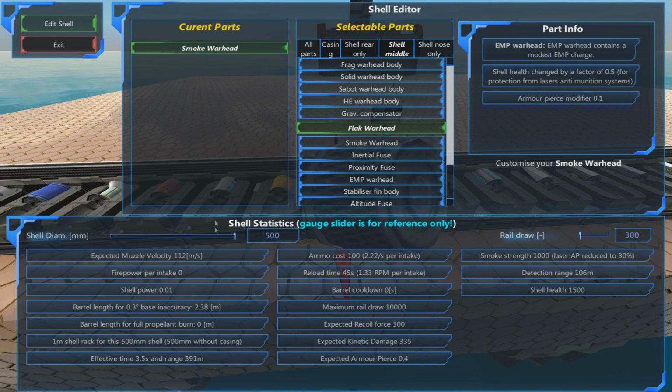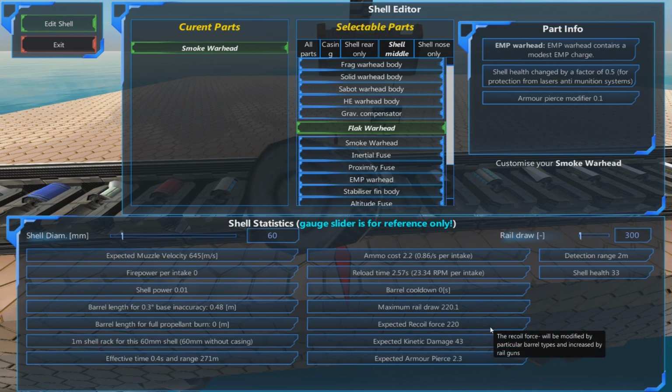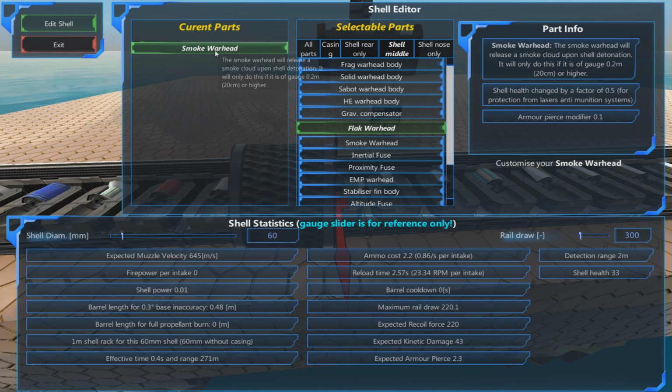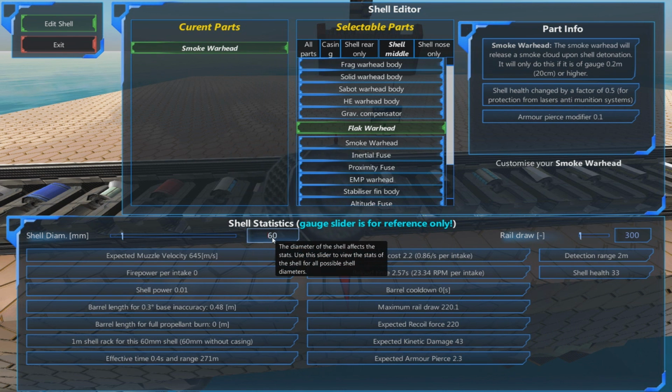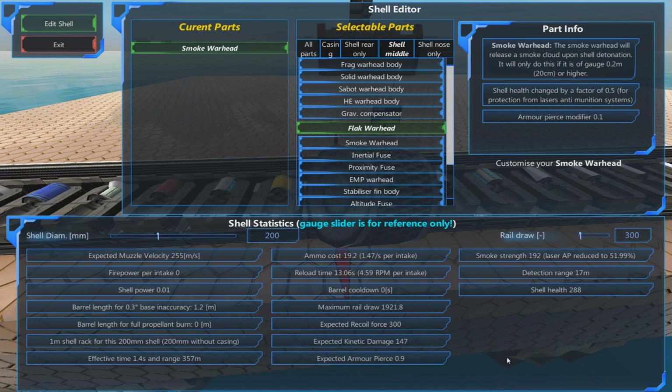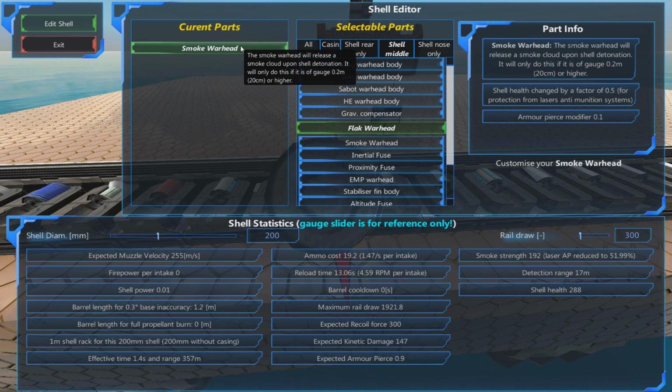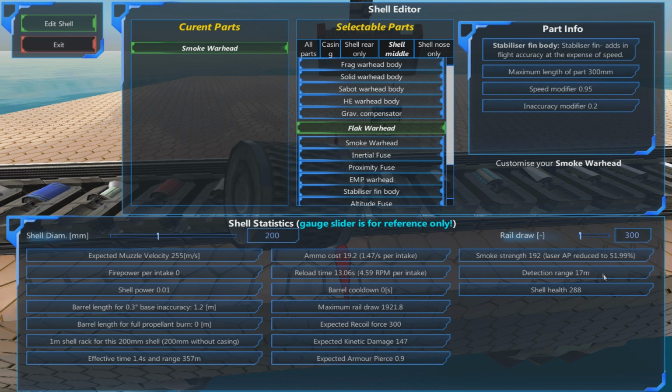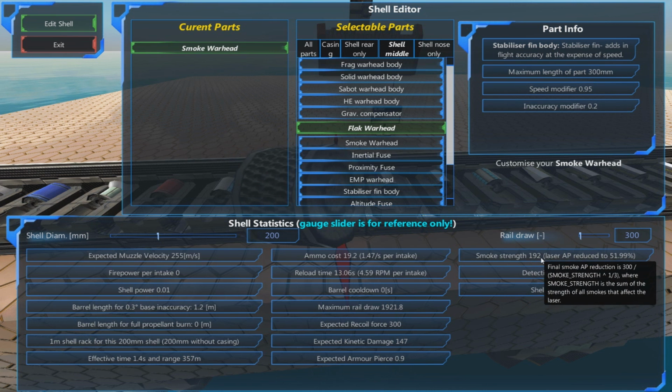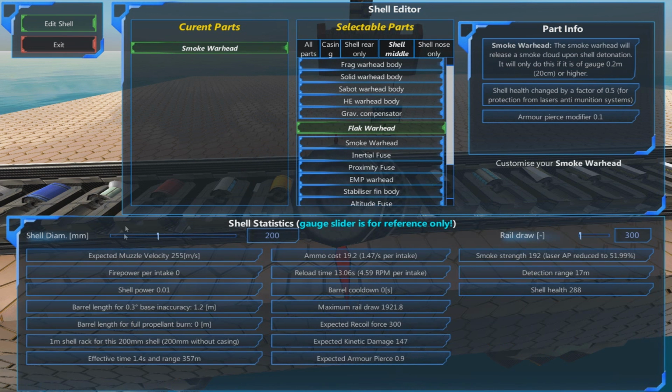Smoke, and alas, alackaday, Smoke has seen better days. So, how this works is that when a smoke warhead detonates on a target, and by the way, this only works on shells that are 200 millimeters caliber or higher, it releases a smoke cloud upon shell detonation. So, what that means is, well, exactly what it says. It releases a smoke cloud, and the density of that smoke cloud, or the strength of it, depends on how big the shell is, or how many warheads are on.